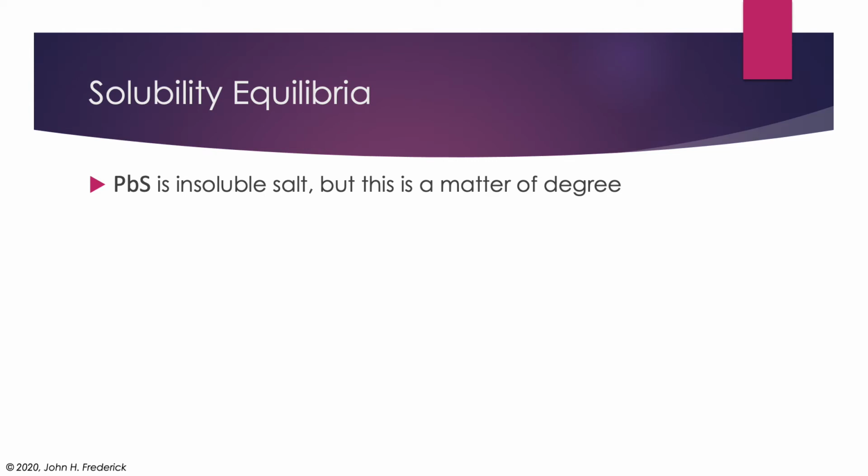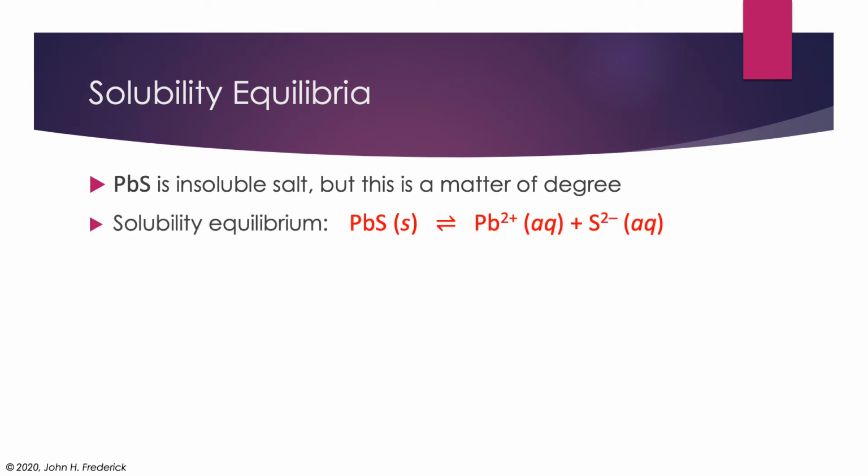Now this turns out to be very helpful when we're talking about equilibria for things dissolving. So remember, lead sulfide is an insoluble salt, but it's a matter of degree. So we have a solubility equilibrium for lead sulfide that looks something like this, where the solid lead sulfide is in equilibrium with lead ions and sulfide ions in aqueous solution. So if we use the fact that the solid is going to just appear as 1 in the equilibrium constant expression, then our equilibrium constant is just going to be the product of the concentrations of lead 2 plus and sulfide 2 minus.